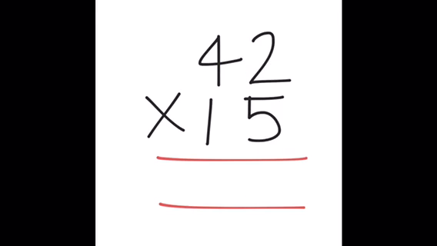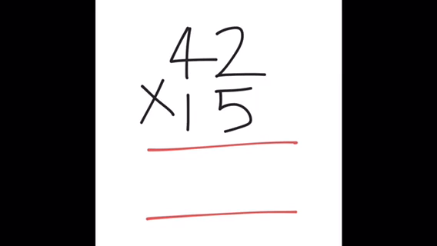42 times by 15. If we are multiplying by a number that is 10 or larger, we have to break it down into two parts. First, we would do 42 times by 5, and then we would do 42 times by 10. Now we're going to get two answers, and we're going to have to add them both together. So let's look at this question, 42 times by 15.